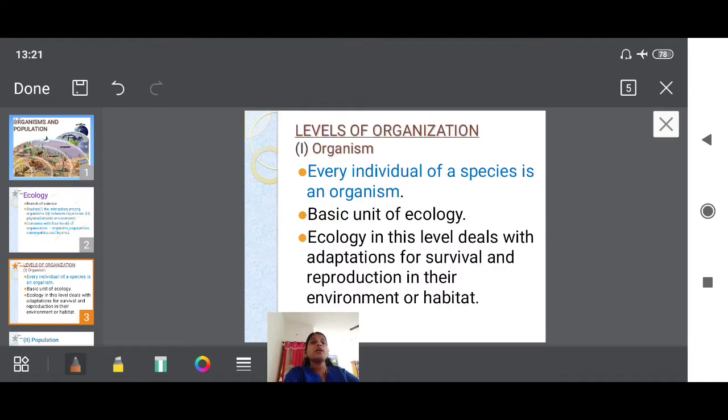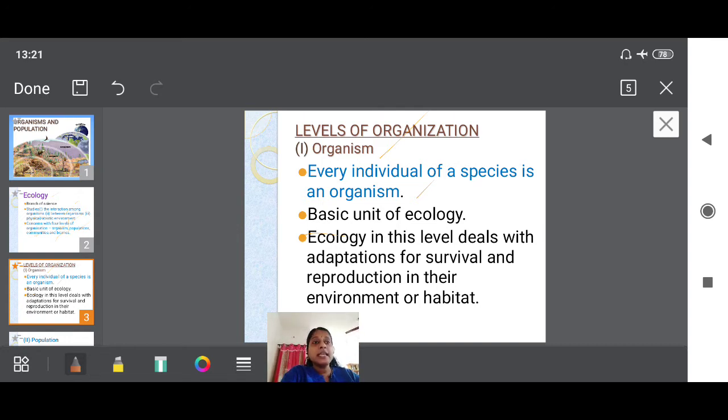To start with, we are going to discuss the level of organization, organism. Every individual of a species is called an organism. I am an organism, you are an organism, even an ant is an organism, isn't it? And that is the basic unit of ecology. The first basic unit of ecology is the organism, the single individual, whether unicellular or multicellular. That is the basic unit.